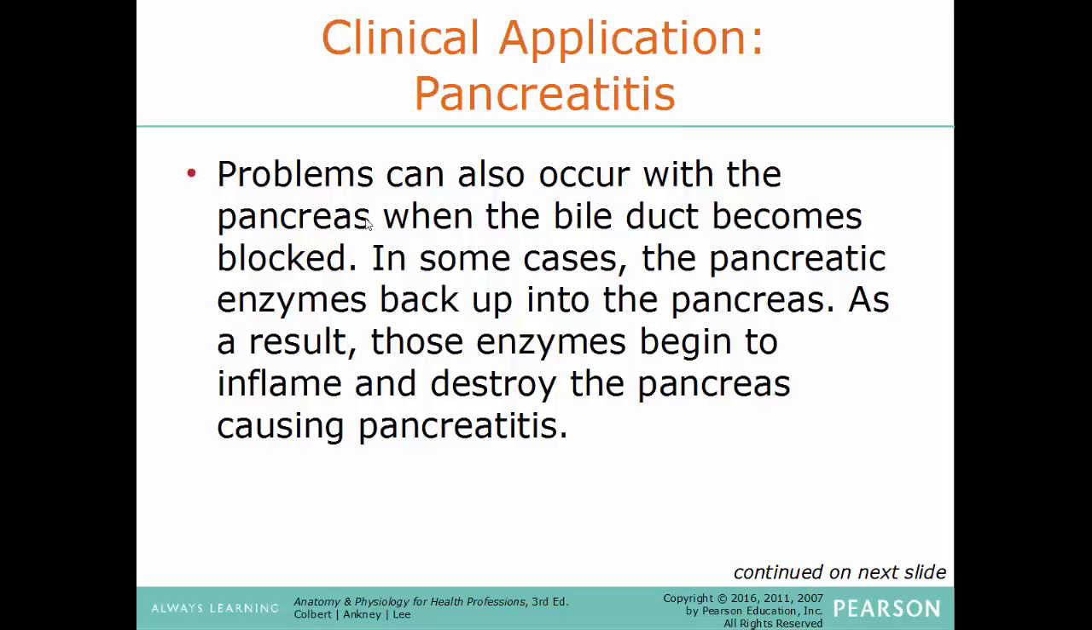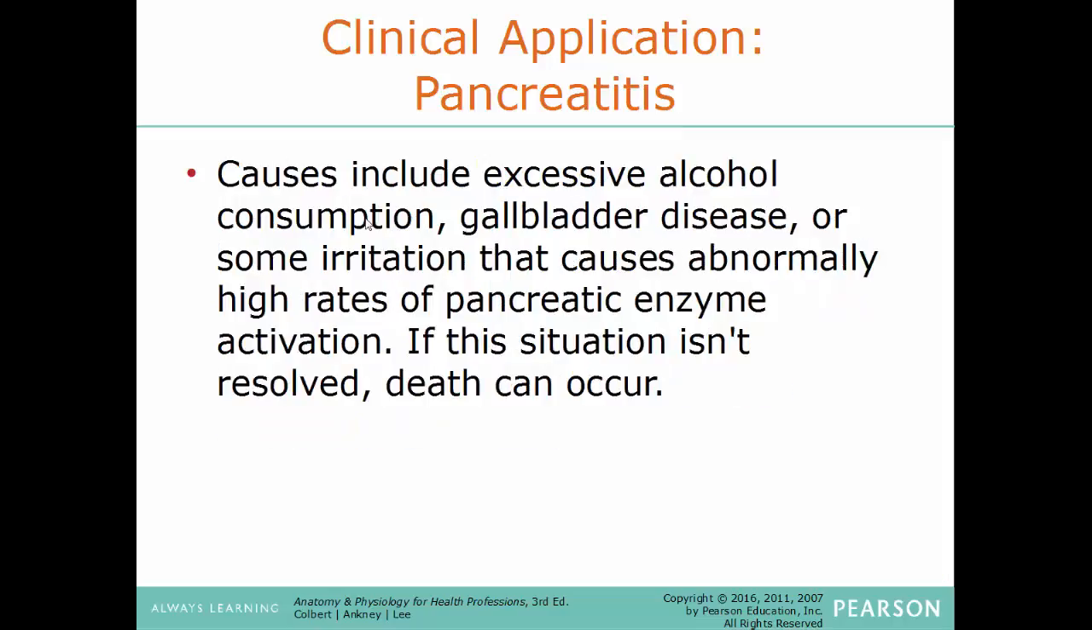It's called pancreatitis. Causes of this can also include excessive alcohol consumption, gallbladder disease, irritations that would cause abnormally high rates of pancreatic enzyme activation. If this isn't resolved, and resolved quickly, this can lead to death. So this is something that you don't play around with.